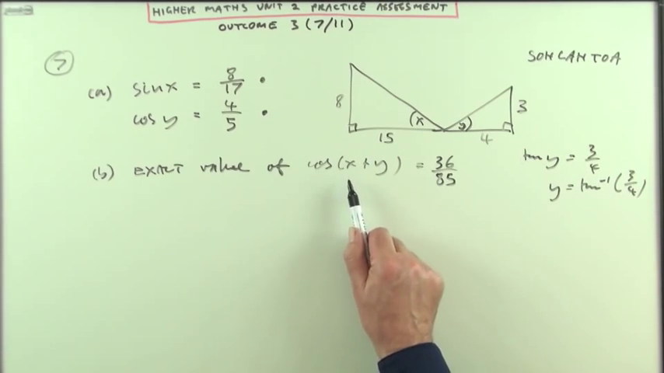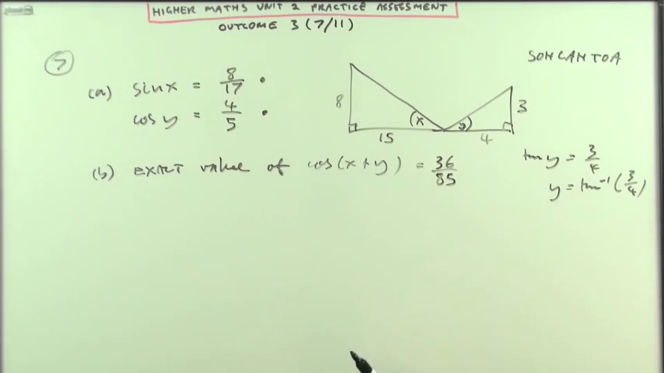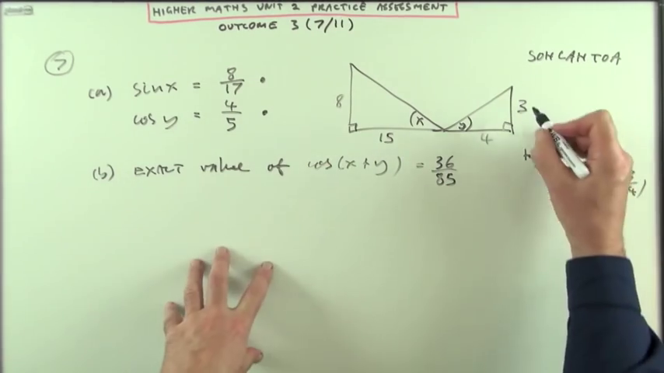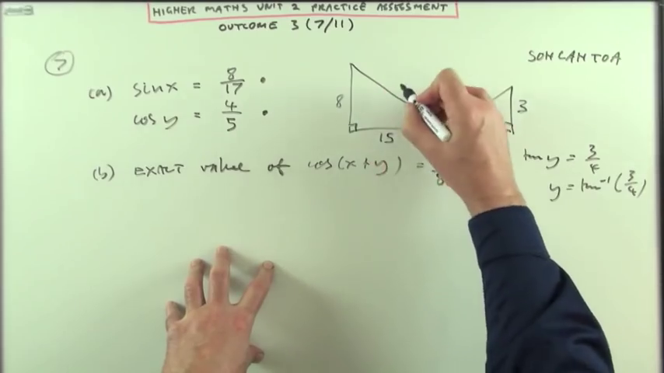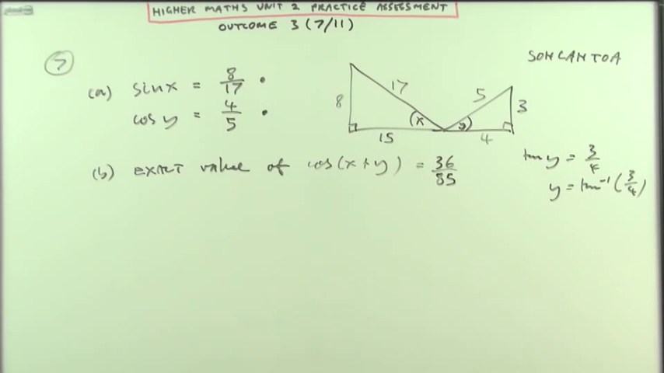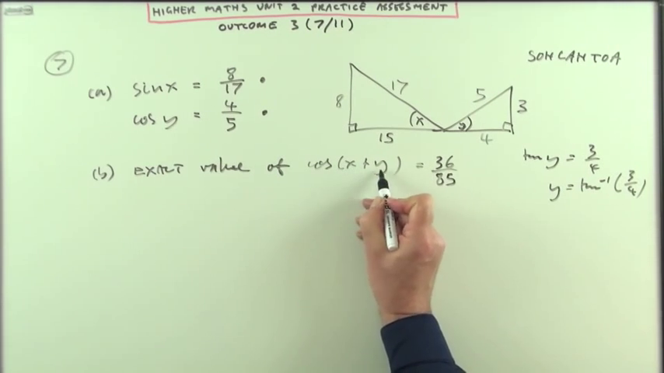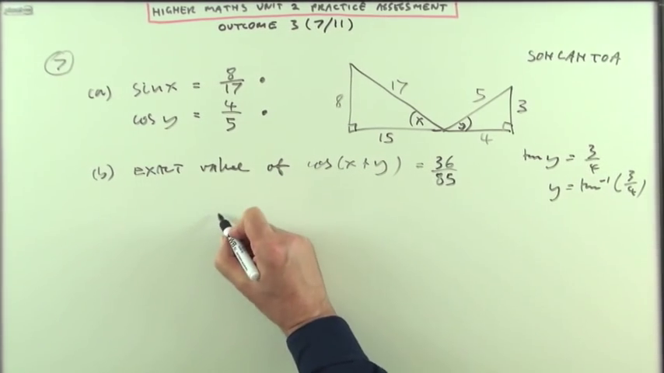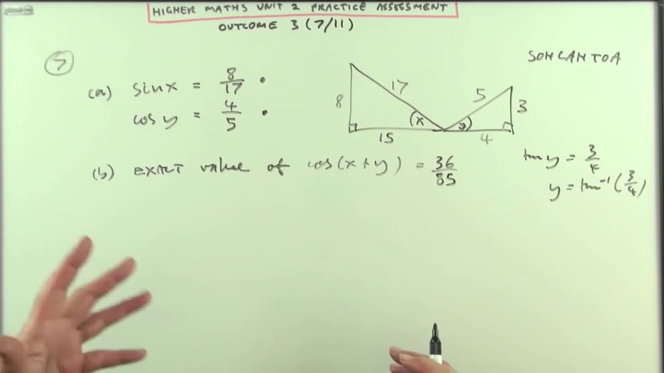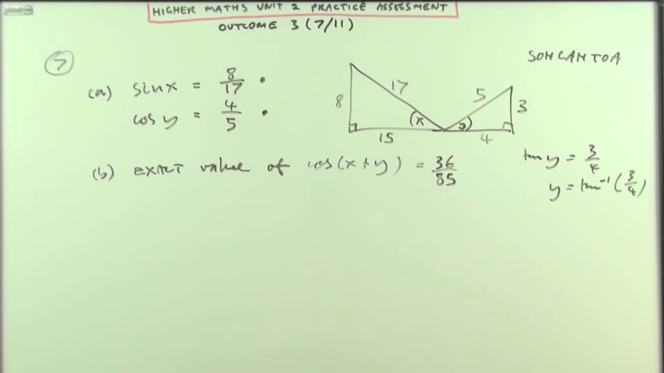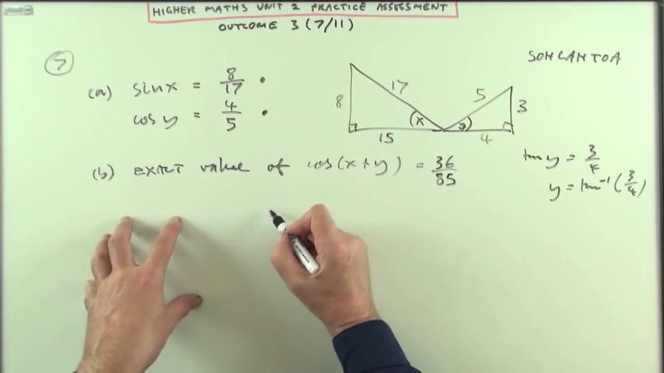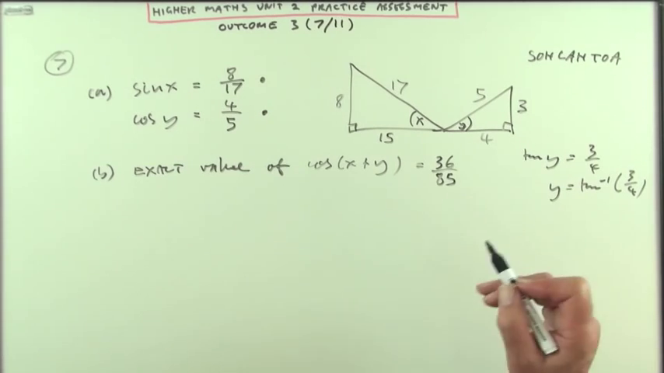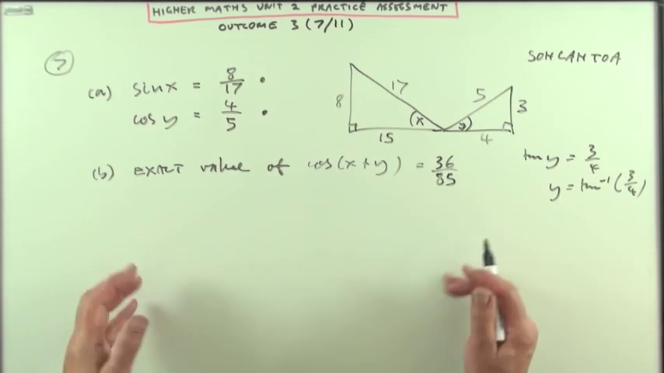The exact value of that is going to come from expanding this and then using these two triangles, the 3-4-5 and the 8-15-17. So you look up the front, if you don't remember the formulae, but make sure you put x and y. If you just write cos a plus b, whatever letters it happens to use in the formula sheet, cos a plus b equals cos a, cos b, etc. That's no use.